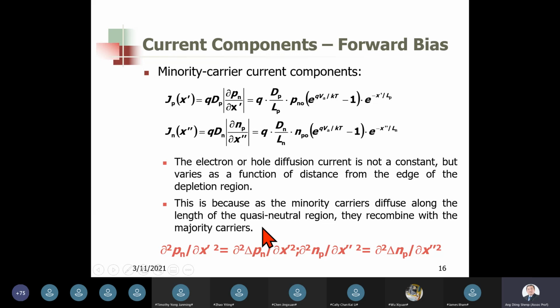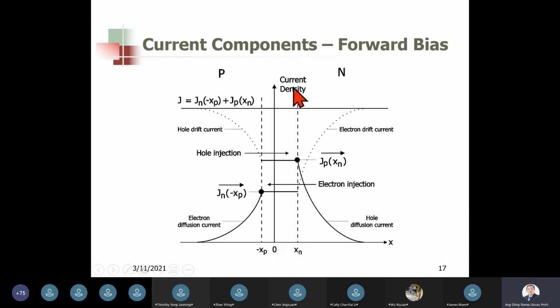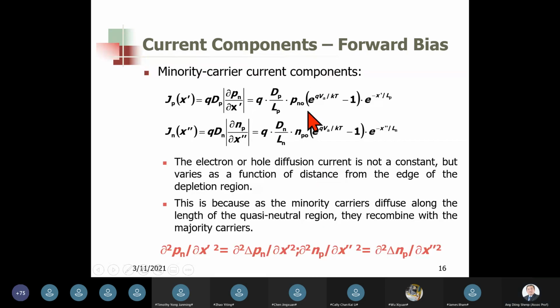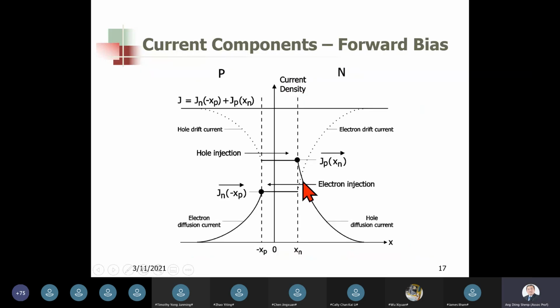Yeah, this is the diagram that I was referring to just now. Let me explain step by step some of the lines that you see here. Let's focus on the solid lines. This is an exponentially decaying function describing the hole diffusion current density in the quasi-neutral N region based on this equation. Now, this solid line describes the electron diffusion current density in the quasi-neutral P region based on this equation.